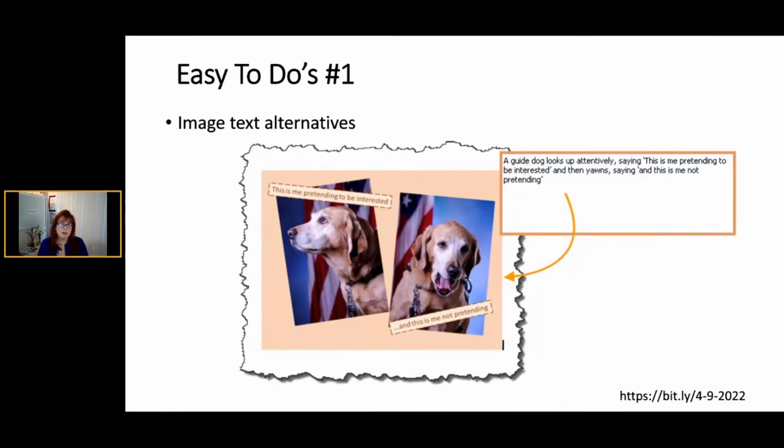But a good text alternative for this particular image would be: a guide dog looks up attentively. That's one of the photos. And there's the caption. So it's saying, this is me pretending to be interested. And then yawns, which is the other photo, saying, this is me not pretending. So you've given someone who is sighted a nice image to look at, and you give someone who is using a screen reader the same experience.